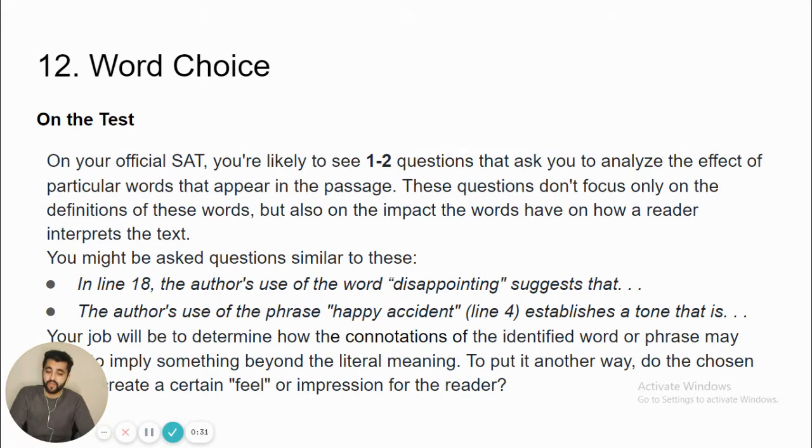So you might be asked questions similar to these. In line 18, the author's use of the word "disappointing" suggests that... The author's use of the phrase "happy accident" in line 4 establishes a tone that is... Your job will be to determine how the connotations of the identified word or phrase may imply something beyond the literal meaning. To put it another way, do the chosen words create a certain feel or impression for the reader?